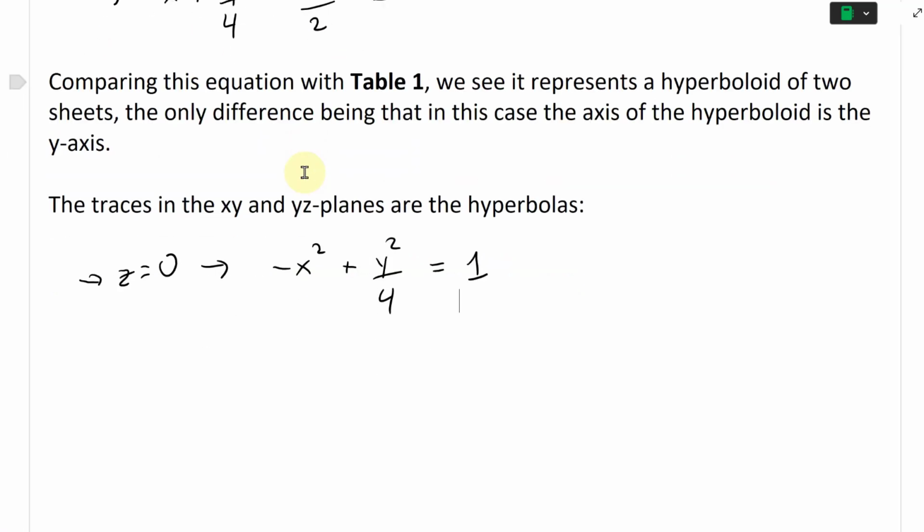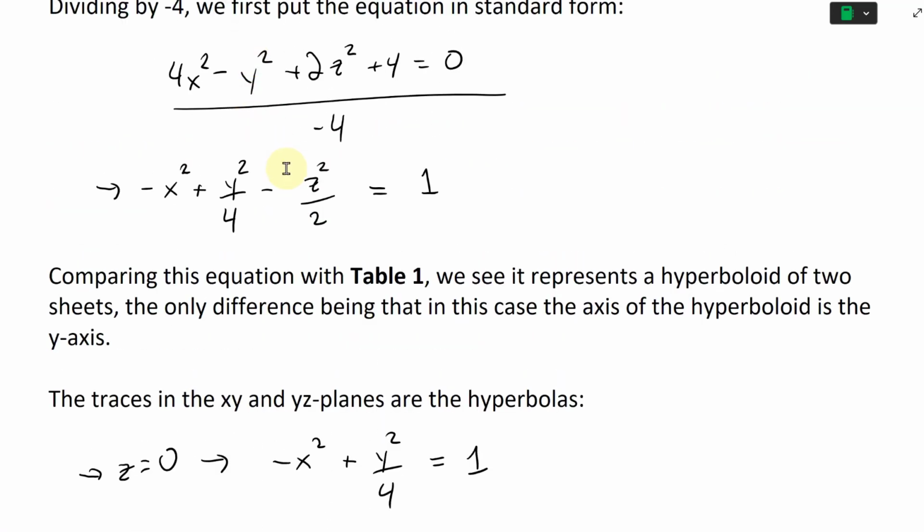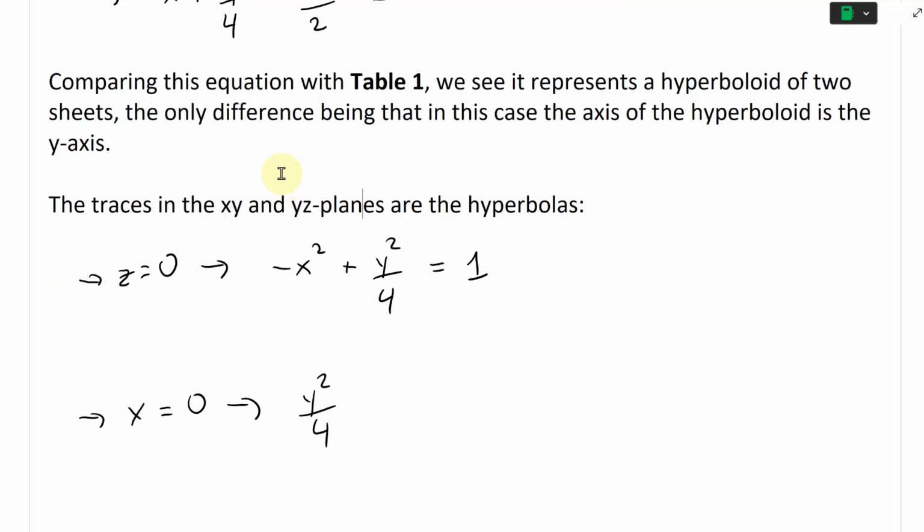And then for the yz plane, let's look how the yz would be. This is the y and the z. So in other words, we're going to have x equals 0. So this is going to be at x equals 0. This is going to vanish. It's going to be y squared over 4, and then minus z squared.